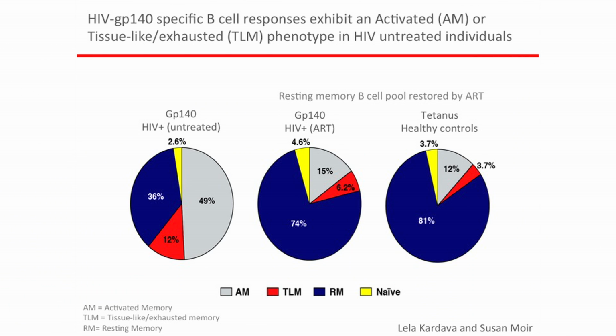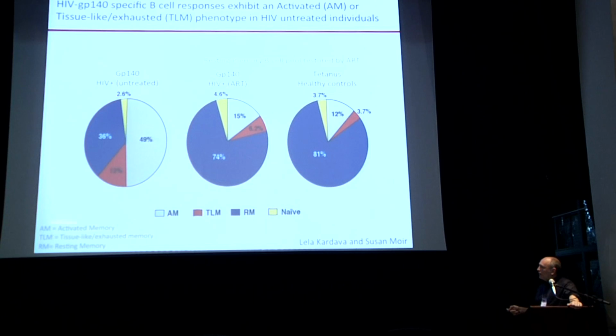If we look at the responses exhibited by the activated or tissue-like and exhausted memory B cells in HIV untreated individuals, here we have activated memory, tissue-like memory, resting memory, and naive. We see that typically, as we've described before, there's a very low level of naive compared to, say, tetanus in healthy controls. There's a large percentage of those directed towards GP140 that fall into this activated memory type, and remember that these have high CD95, so they're moving towards apoptosis. The tissue-like memory cells are full of inhibitory factors, and then a smaller percentage fall into the target population, which is the resting memory population.